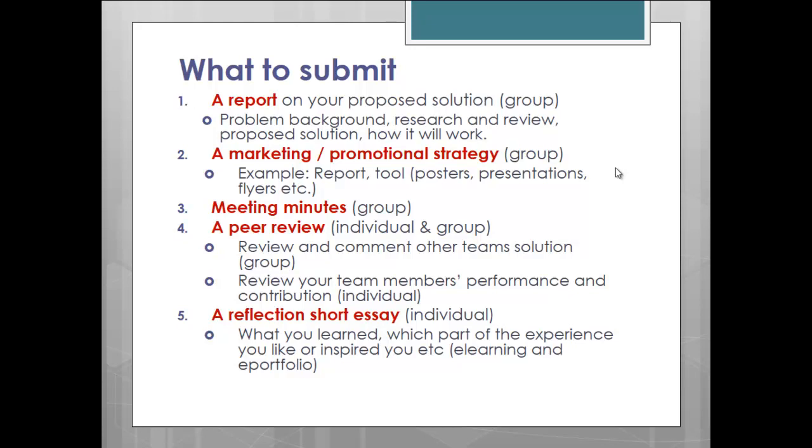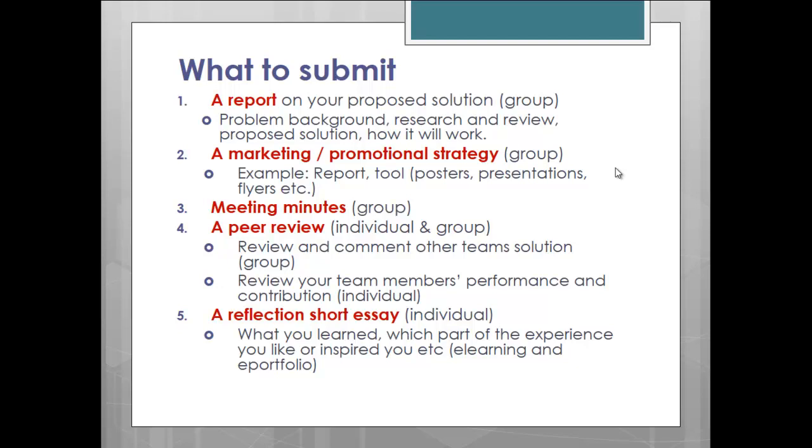Okay. Finally, a reflection. This is a short essay. This is individual. What you need to do is write about your experiences and reflect upon them. Reflection means, let's say you look at the mirror. If you don't look at the mirror, you don't know what is on your face unless you can feel it. But if you look at the mirror, you can see you. So reflection is like that.